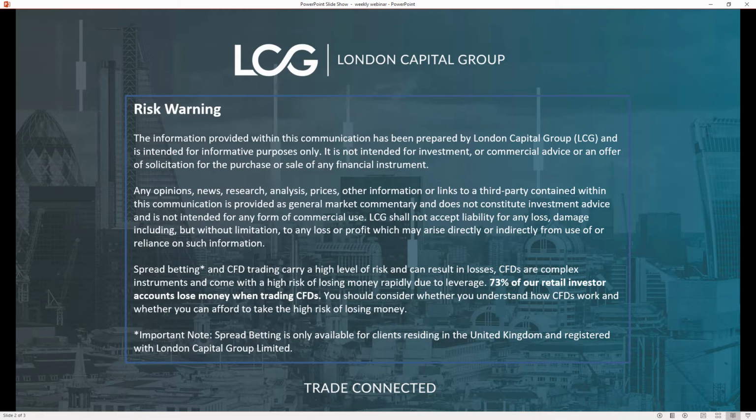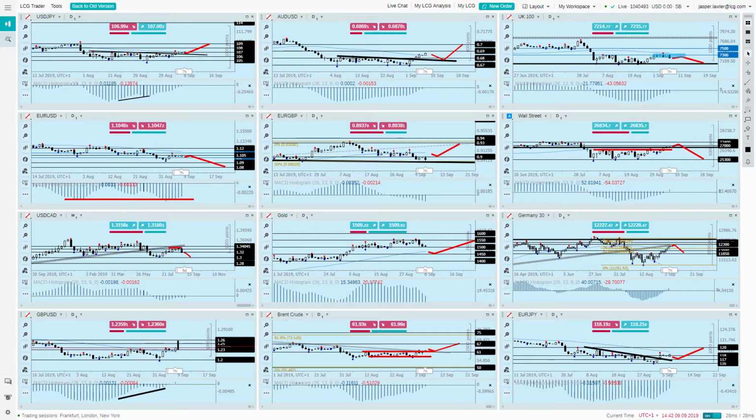Let's jump over to the trading platform here. I'll start with the currency market.